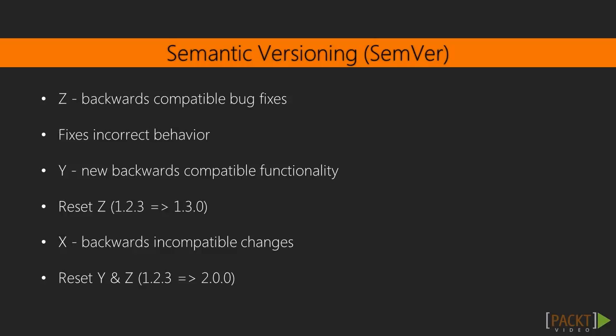Patch version Z must be incremented if only backwards compatible bug fixes are introduced. Bug fix is an internal change that fixes incorrect behavior. Minor version Y must be incremented if new backwards compatible functionality is introduced. Patch version must be set to 0 when minor version is incremented. Major version X must be incremented if any backwards incompatible changes are introduced. Patch and minor version numbers must be reset to 0 when major version is incremented.